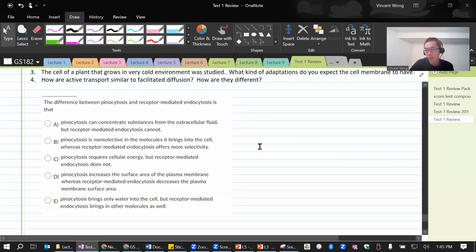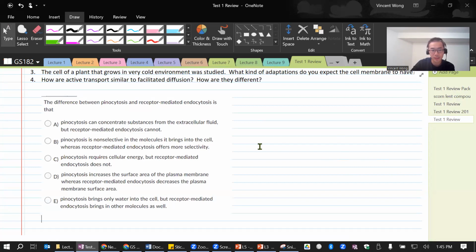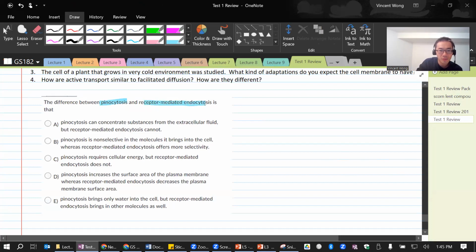Now, this is one of those questions where you look at it and think, oh, this is so many words, and it sounds weird. But in the end, it's not quite difficult. You are just comparing pinocytosis and receptor-mediated endocytosis. So let's see. Pinocytosis can concentrate substance from extracellular fluid, but receptor endocytosis cannot.